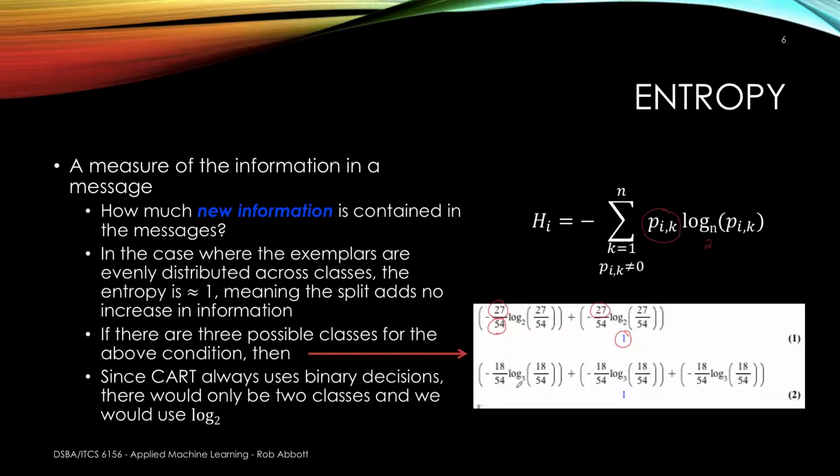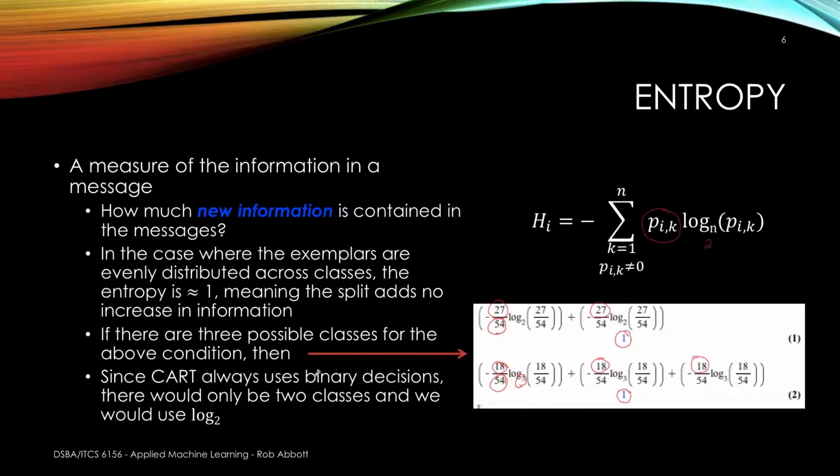So what happens if there's 3 classes? In 3 classes, we do something very similar. I still have 54 values in my total sample size, but they're split evenly across 3 different classes. So there's 18 in each one for this determination. I change my logarithm to use a log base 3 in this case, since there are 3 classes. And I add these up, and lo and behold, I get an entropy of 1 again, indicating that it's a poor decision criteria.